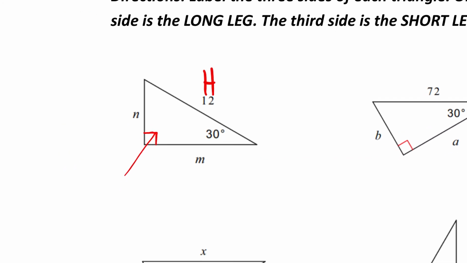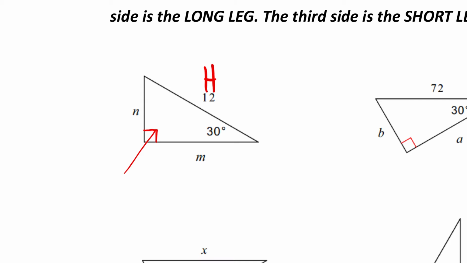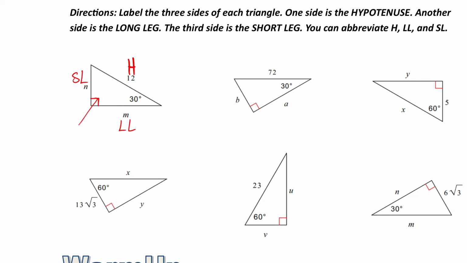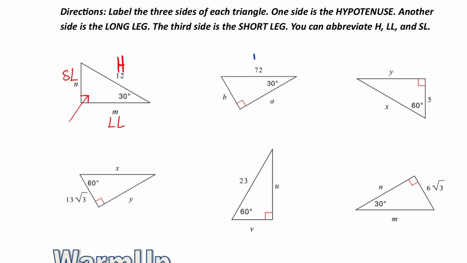Now which of those is going to be the long leg? Is M. I mean, it's just looking at it and seeing which one's longer. Okay, so this one's going to be the short leg. All right, second one, which one's the H? 72. Which one's the long leg? A, and then obviously this is the short leg.